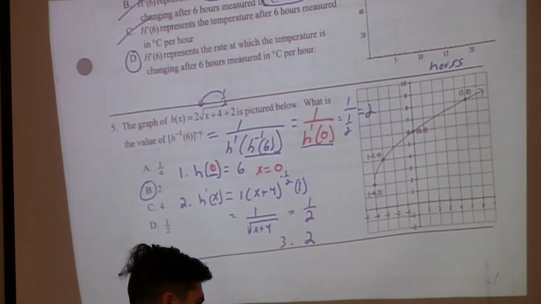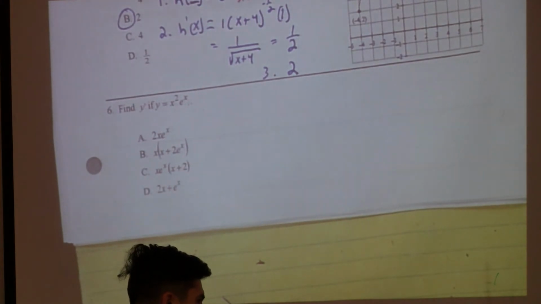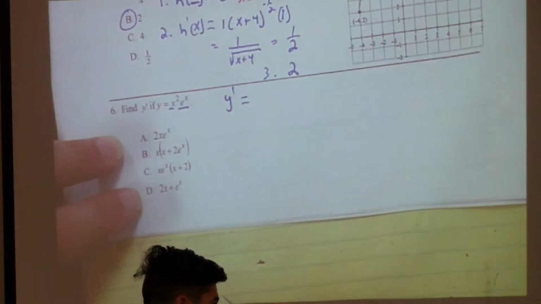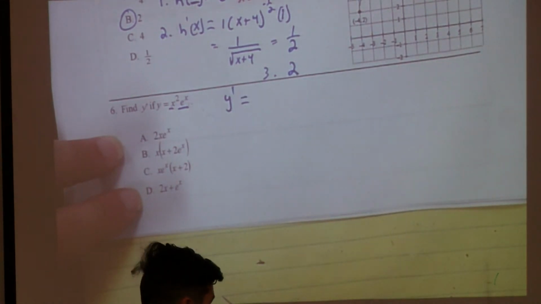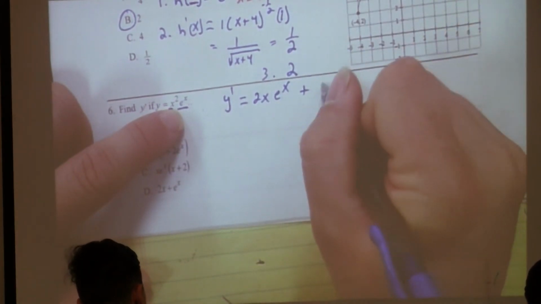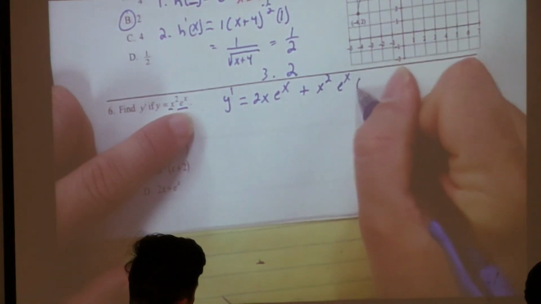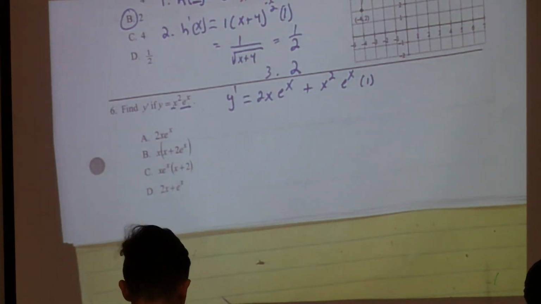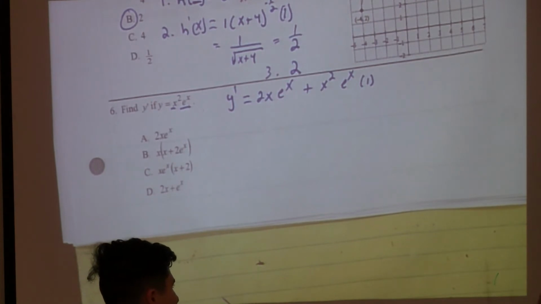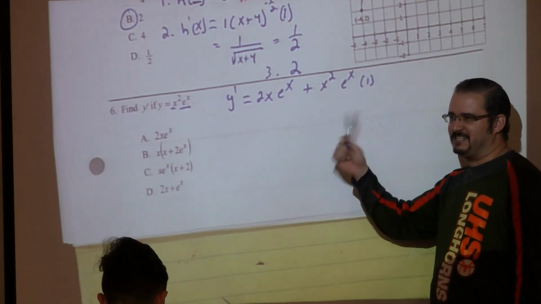Good? Number 6. Find y prime. That should be easy, right? What do I need to do to get the derivative of this guy? Product rule, right? So let's go. Derivative of the first, 2x, times the second, plus the first times the derivative of the second. e to the x times 1, so basically e to the x. Right? It's e to the x, dy dx, e to the x dx.